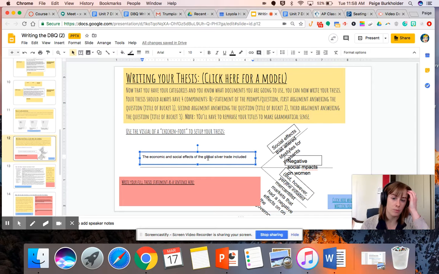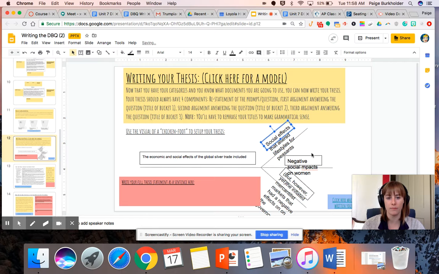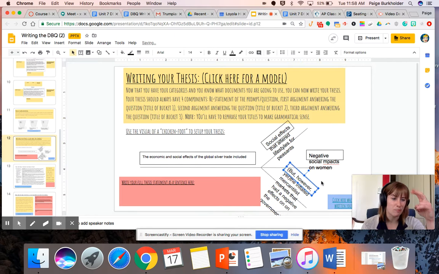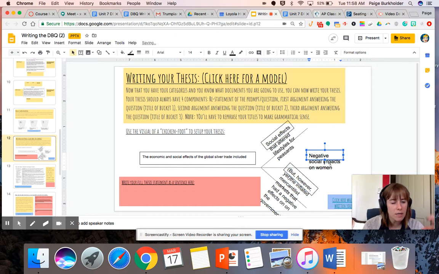So we restate the prompt. We say the economic and social effects of the global silver trade included, and we have our first argument, we have our second argument, and then we have our third counter alternate perspective argument. And you just make them more complex in your thesis, okay? They're a little bit more specific, but not so hyper-specific that you're providing exact examples.